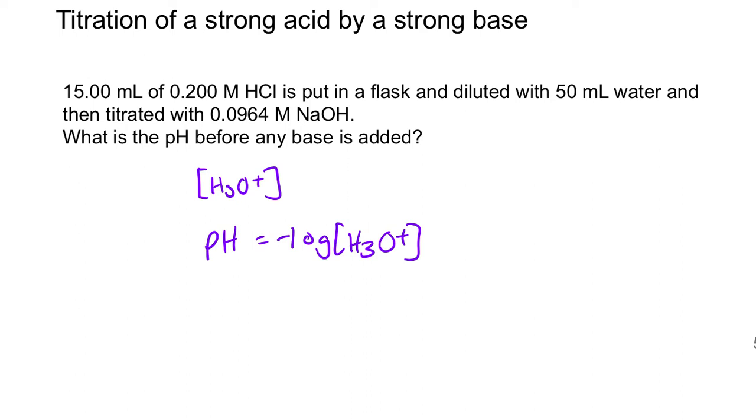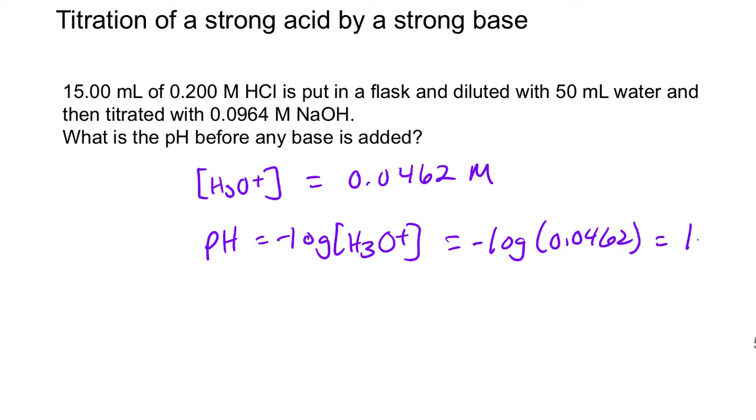Now here we do need to be mindful of the dilution. In the previous slide, we calculated that the H3O+ concentration was 0.0462 moles per liter. That's the 0.2 moles per liter HCl diluted up to 65 milliliters. So when you do minus the log of 0.0462, you get 1.33. Okay. Make sense?